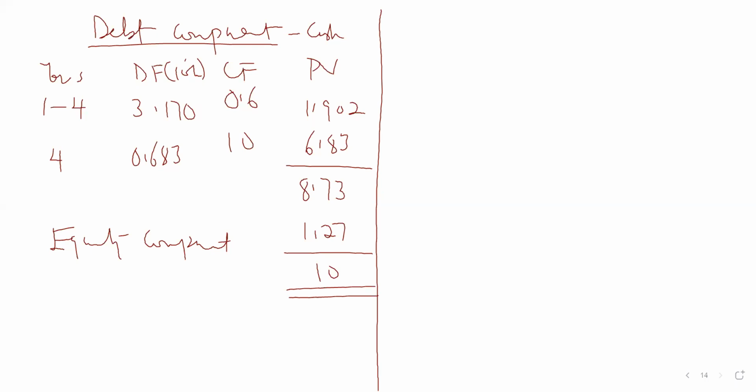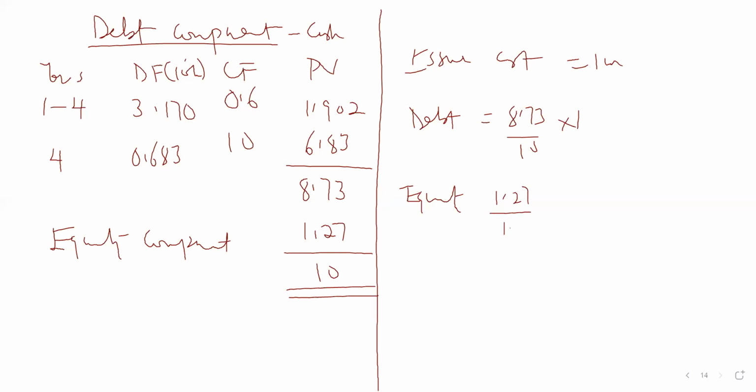There can also be a situation where they will give you issue cost. The issue cost is shared between equity and debt. If there's an issue cost, you first split the instrument, then you use their proportion or value to split the issue cost. Assuming the issue cost is 1 million, debt will have 8.73 divided by 10 times the 1. Equity will have 1.27 divided by 10 times 1. That's how you share the issue cost. But there's no issue cost.